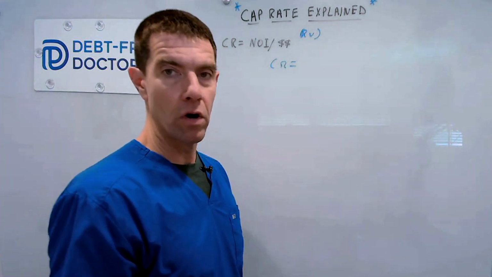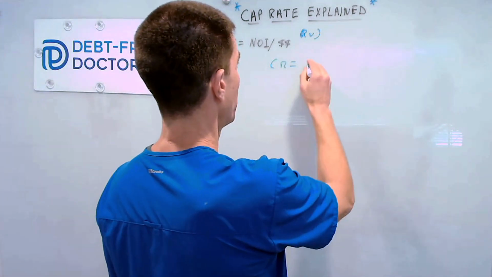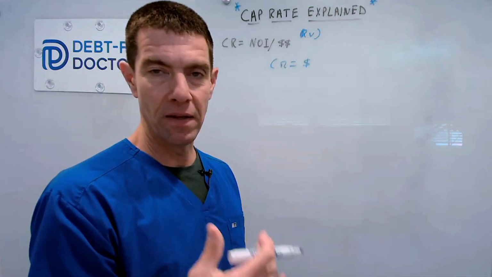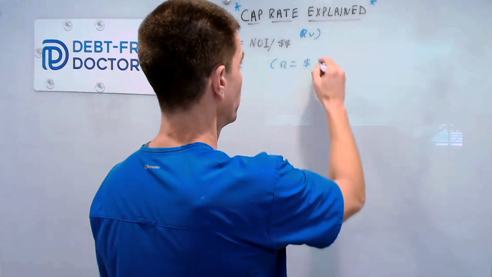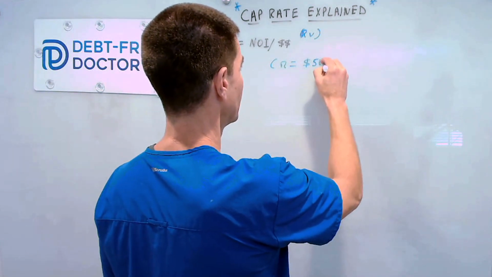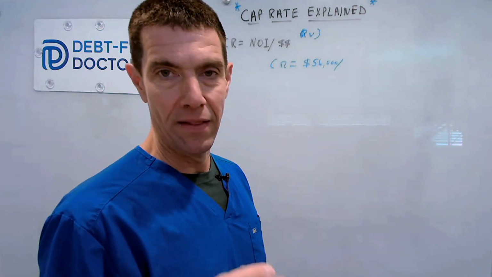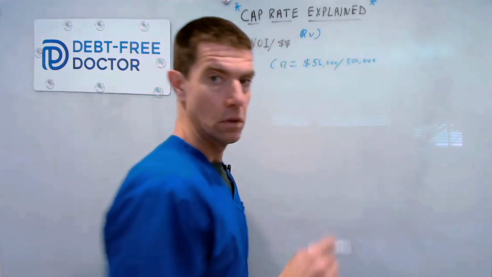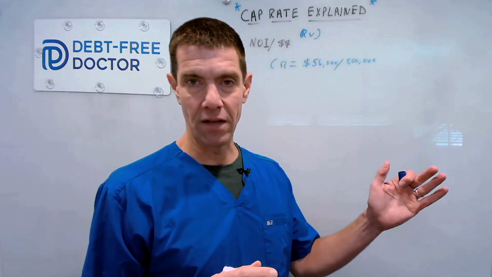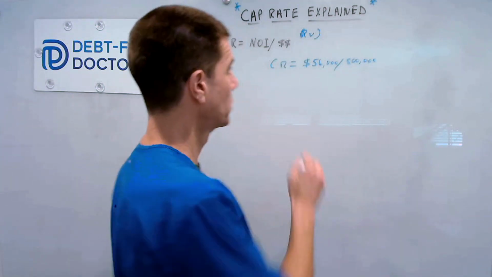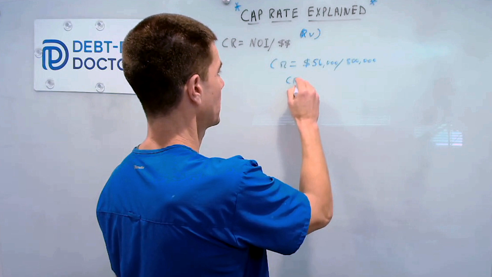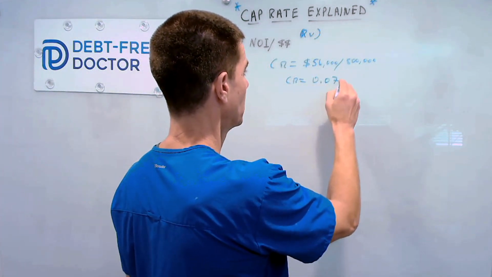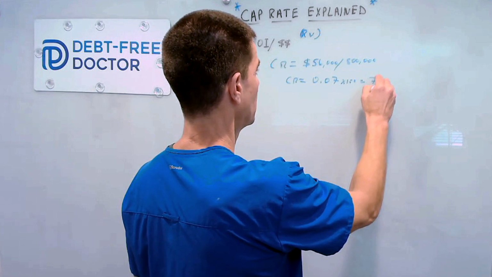We know from this RV park that the net operating income, so the gross income minus expenses, for this particular park is $56,000. And then the purchase price is going to be $800,000. So we divide $56,000 by $800,000, and we will get our cap rate. That's going to equal 0.07 times 100. Basically, it's going to be 7%.